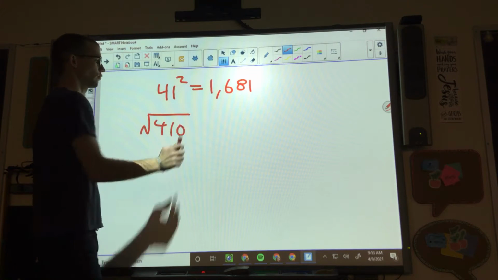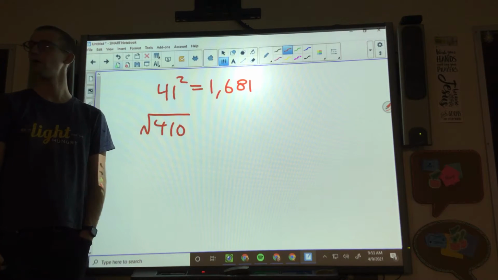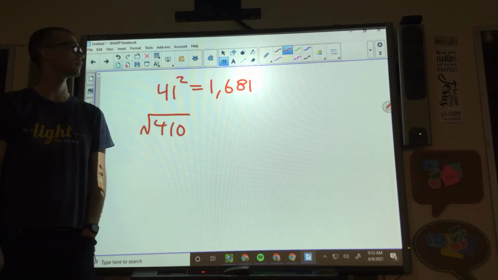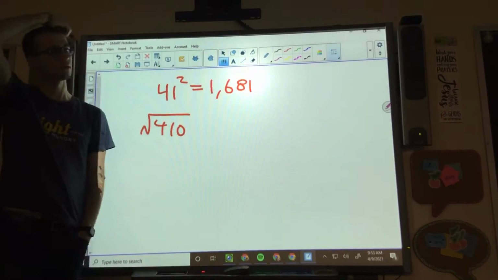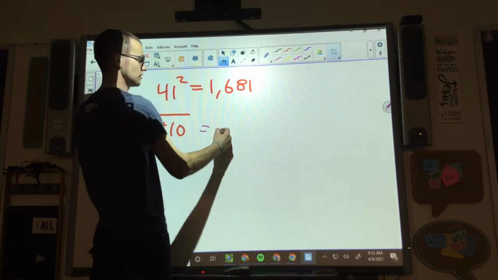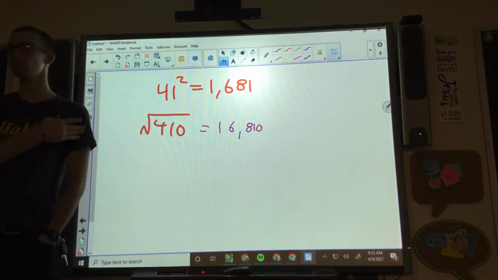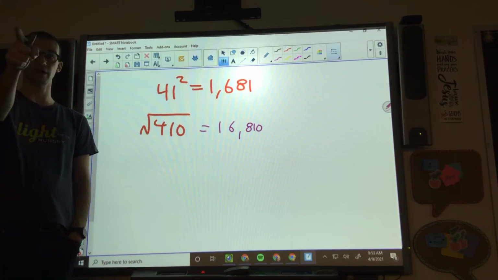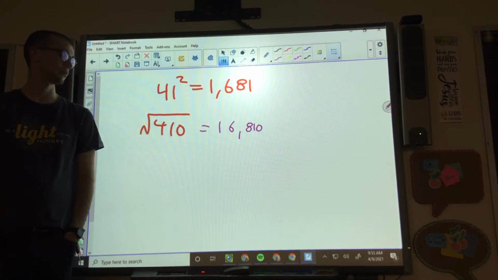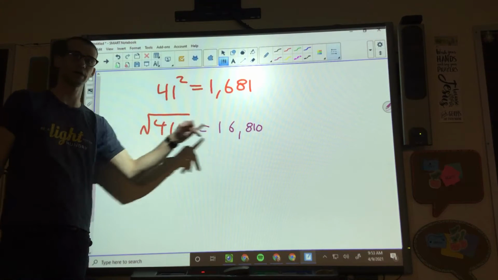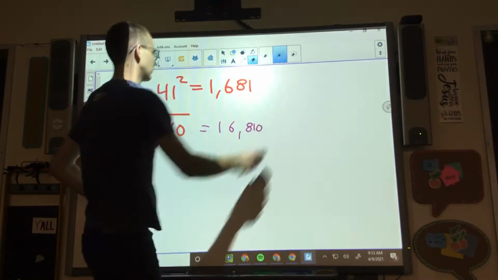What's the square root of 410? 16,810. So you think it's 16,810. Anyone agree? You're close. I'm just going to say, it doesn't say find the square root, it's just find the square. That's what this is. This is the square. Oh, it says find the square of 410. Okay. No, you're right.